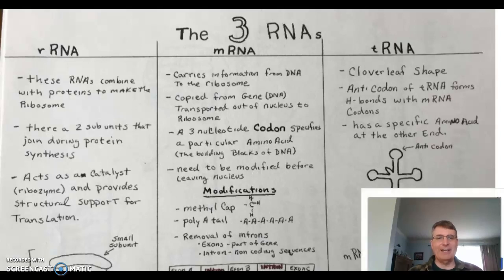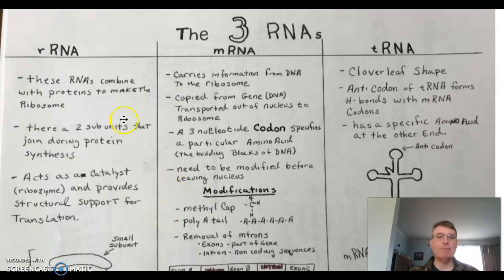Hello again. So we got done with learning transcription and that we make RNA from it. However, there are three different RNAs that we're going to be spending some time talking about, particularly when we get to translation. All three are very important, and it doesn't happen without all three of these. They're all made the same way using the transcription system, but I wanted to go through each one, what they do, what's their job.